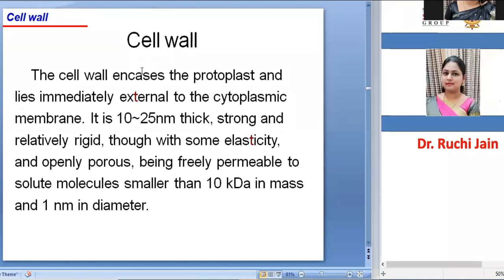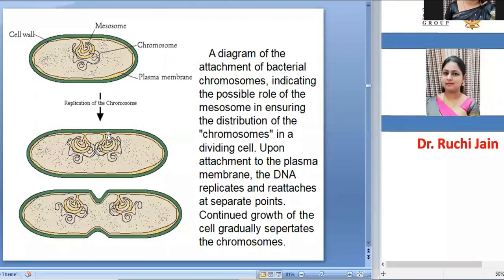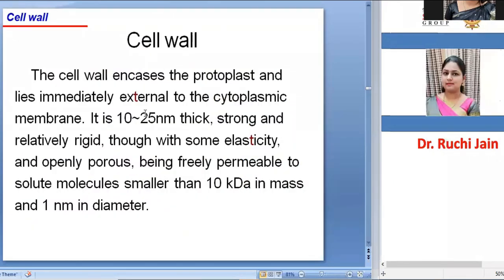In the case of bacteria, we have previously seen the cell membrane, and mesosomes are there. Outside the cell membrane, the cell wall is present, and it is thick. Thickness is 10 to 25 nanometers. It is strong, relatively rigid, and elastic, and pores are also present inside the cell wall that are freely permeable to solute molecules smaller than 10 kilodalton. If the solute particles are smaller than 10 kilodalton, they can easily pass through the cell wall.